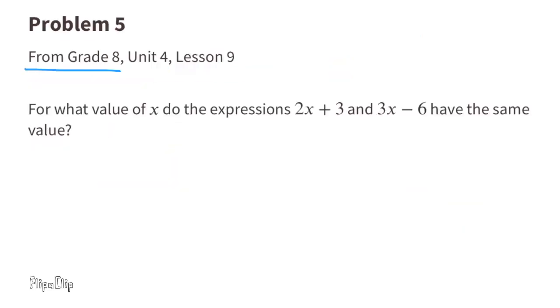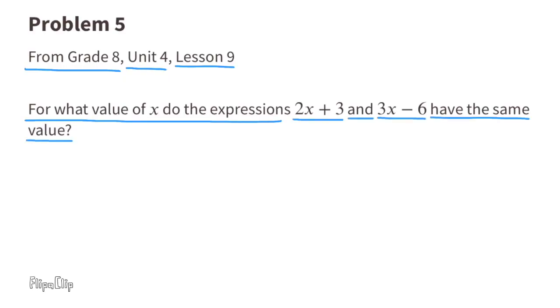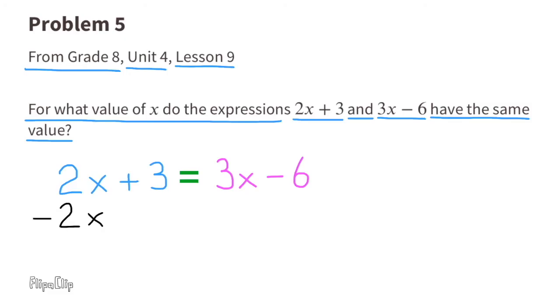Problem number 5 from 8th grade, Unit 4, Lesson 9. For what value of x do the expressions 2x plus 3 and 3x minus 6 have the same value? Let's find out. 2x plus 3 equals 3x minus 6. Let's solve for x. Subtract 2x from both sides. 2x minus 2x cancels each other out, and 3x minus 2x is 1x, or x.